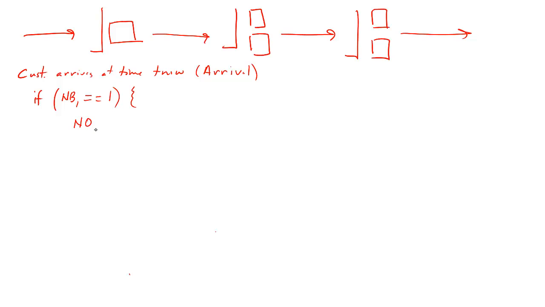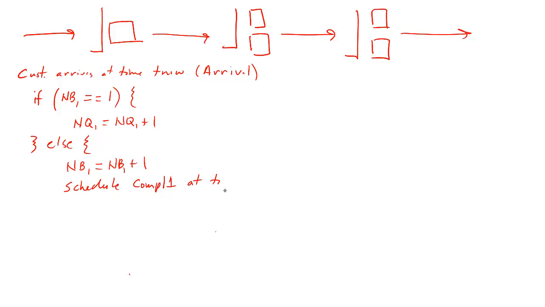And getting in the queue essentially means we're going to increment the value of NQ1 by 1. Otherwise, else, the else would be that NB1 is not equal to 1, which means the server is idle. In this case, we will make the server busy: NB1 equals NB1 plus 1. And then we will schedule a future event to occur. This means that the applicant has started the sign-in process, and at some time in the future, the applicant's going to finish processing. So we will schedule a completion event, and I'm going to call it COMPL1, the completion event on the sign-in station.